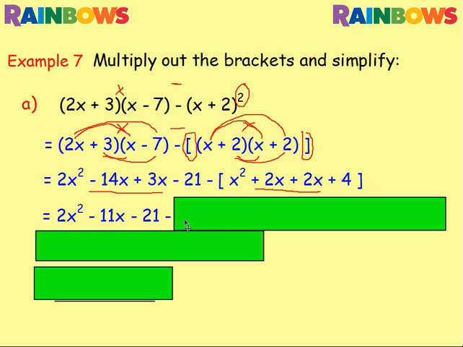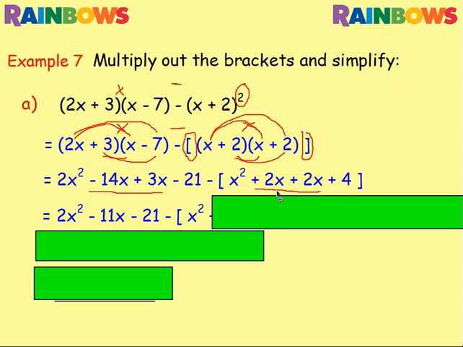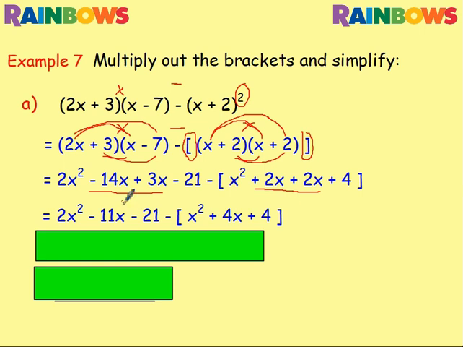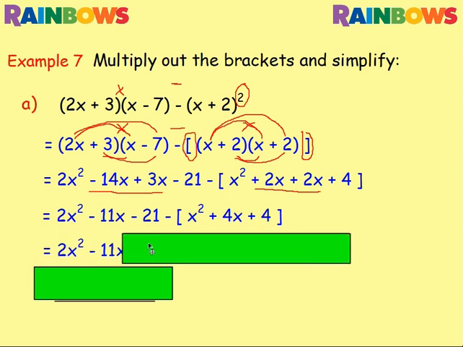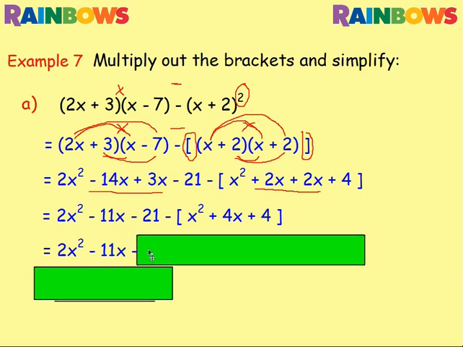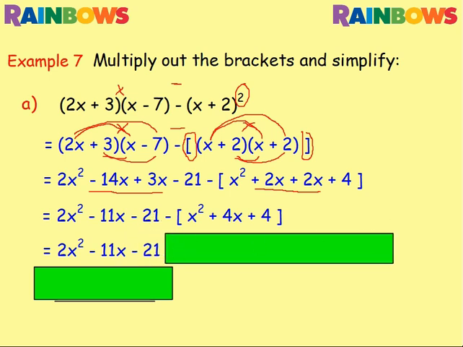Take away, and again, keep these big square brackets, show that you're taking everything away. So we'd be taking away the x squared. 2x add 2x is 4x, so we're taking away the 4x as well, and also that plus 4. So we've just simplified these bits that I've underlined. Now what you want to do is the 2x squared stays as 2x squared. Take away 11x stays as take away 11x, and take away 21 stays as take away 21.